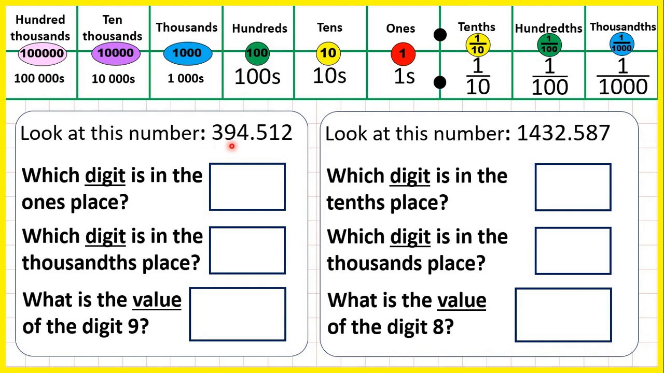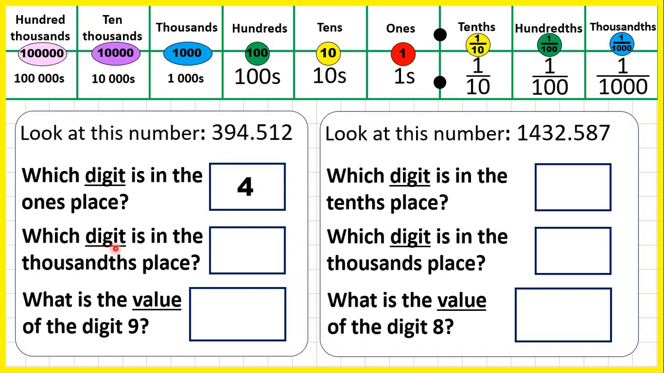Look at this number, 394.512. Which digit is in the ones place? Well, with whole numbers, the ones place is the digit on the end, but here we have a decimal, so we need to count place values from the decimal point. The ones place value column is always the place value before the decimal point, so for this number, the digit before the decimal point is a 4, so we have 4 ones in this number.